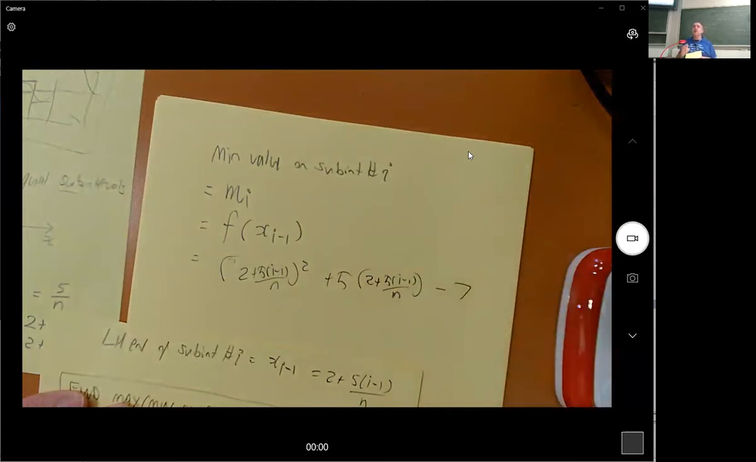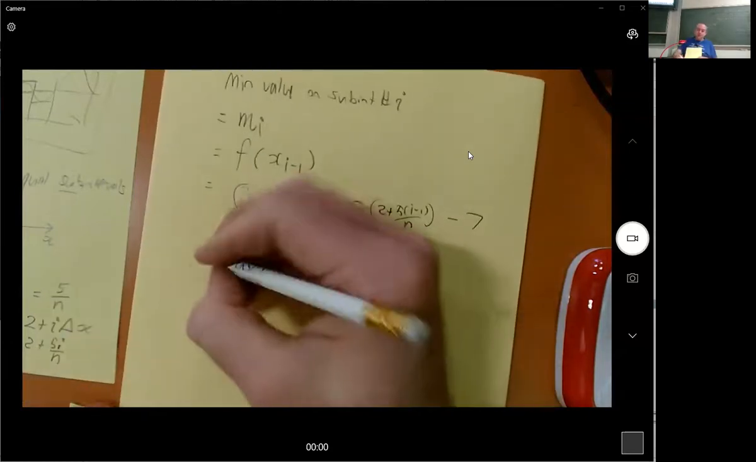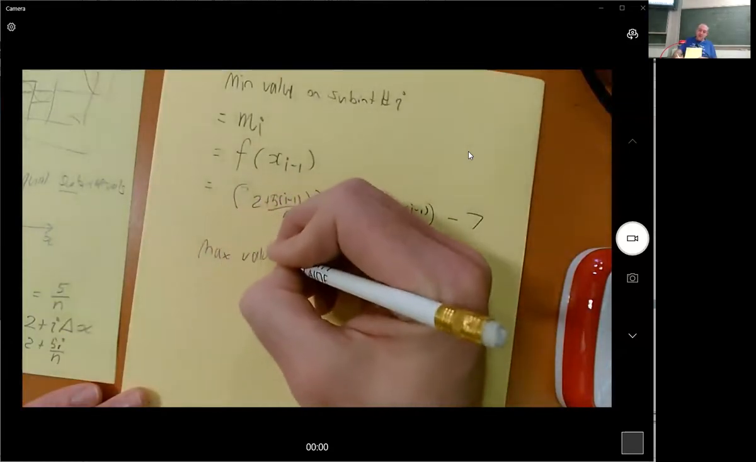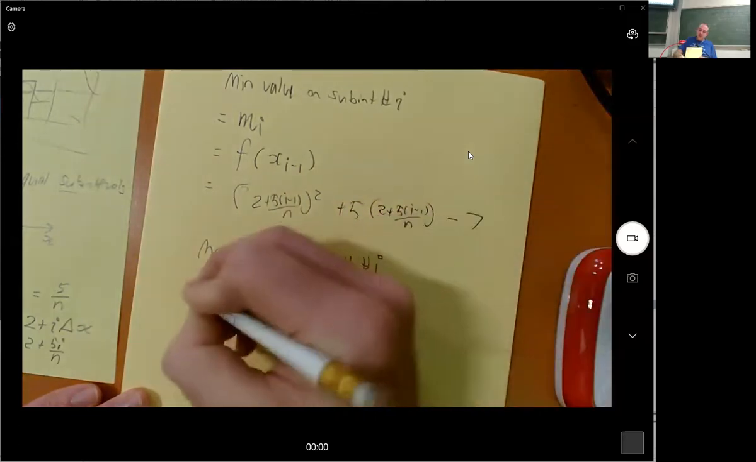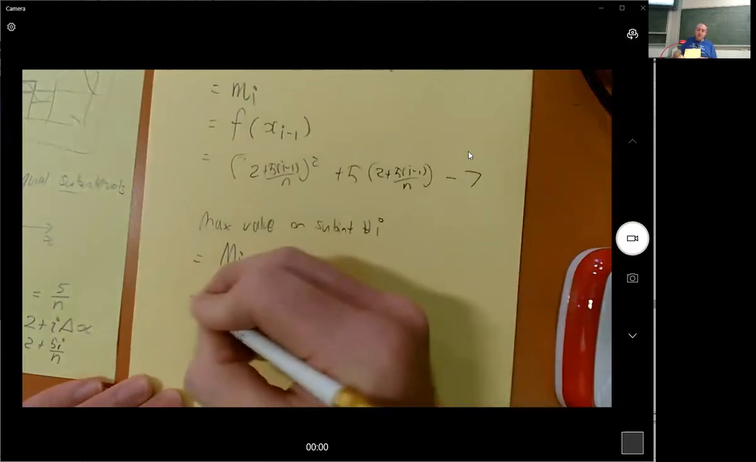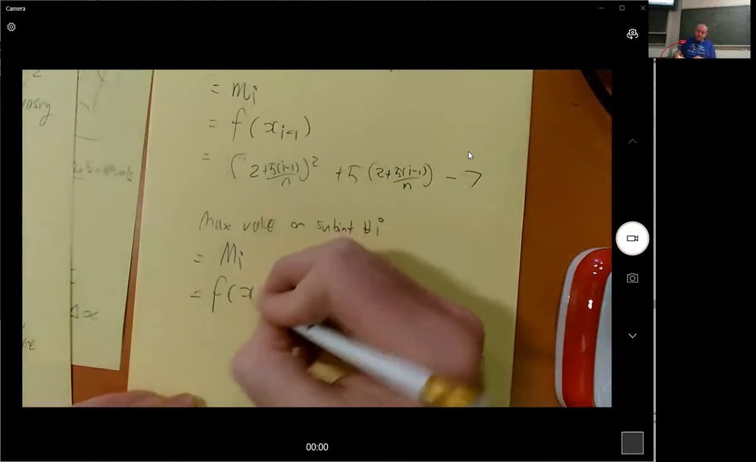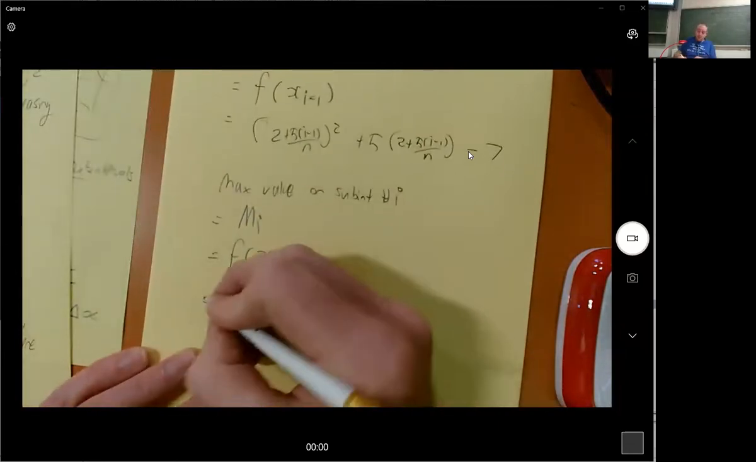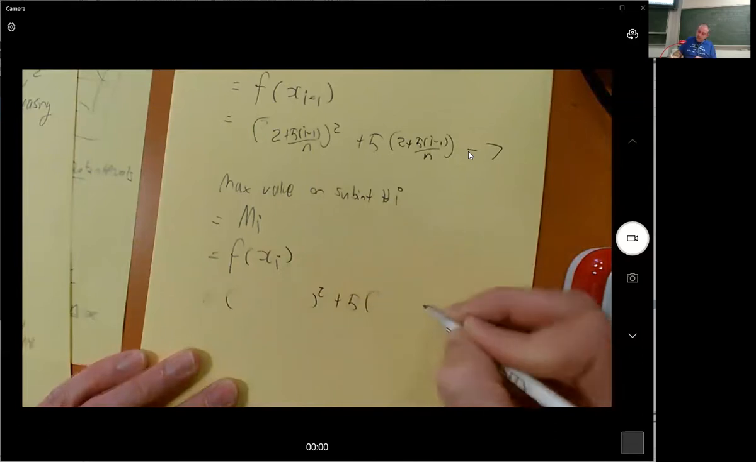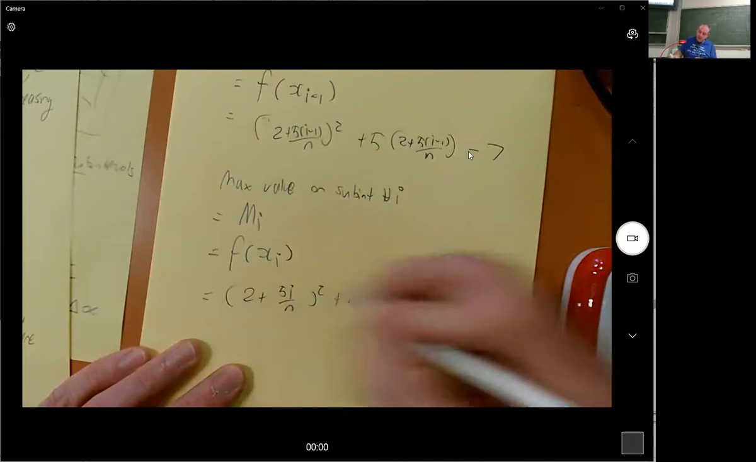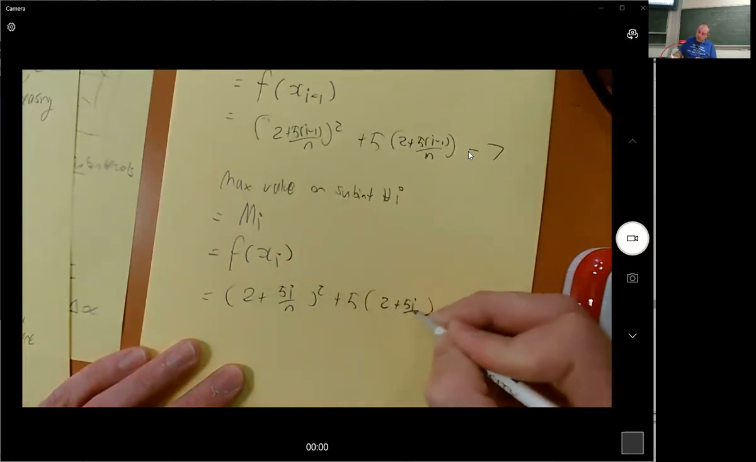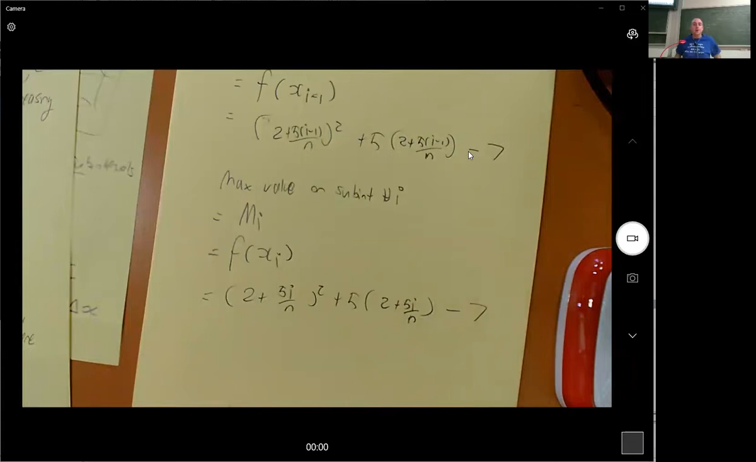And I choose not to do any more at this time than that. The maximum value on subinterval number i is capital M_i, which is f of the right-hand end. Yes, the maximum's here at x_i, which was x squared plus 5 times x minus 7. And that was 2 plus 5i on n, and that was 2. Okay.